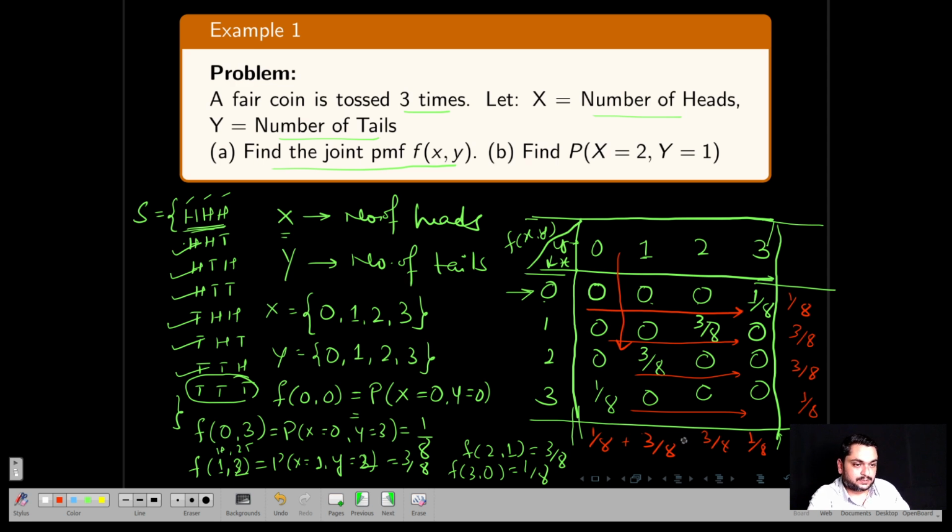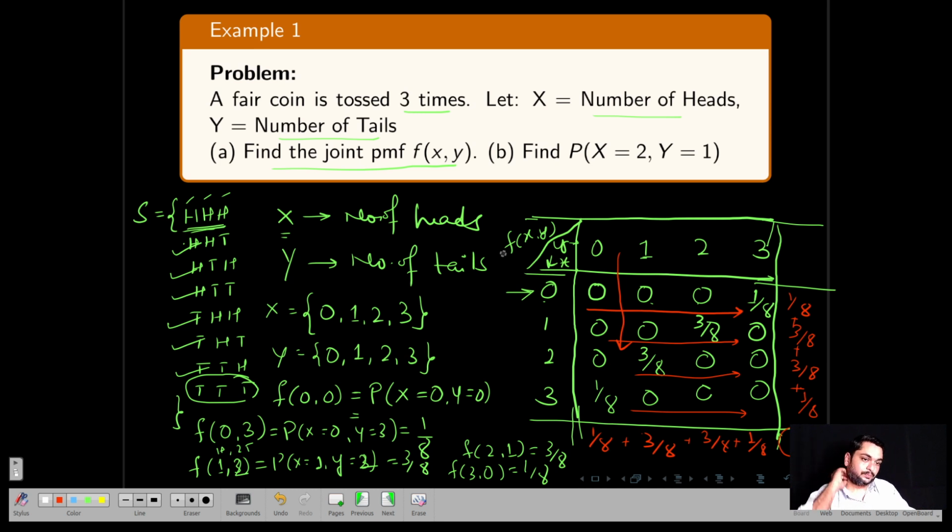Now add all this and add all this. So if you add, you should get 1 here. So 1 by 8 plus 3 by 8 plus 3 by 8 plus 1 by 8 is 8 by 8, that is 1. Here also 1 by 8 plus 3 by 8 plus 3 by 8 plus 1 by 8 is 1. So it's a valid joint PMF for this question. I hope you understood this.